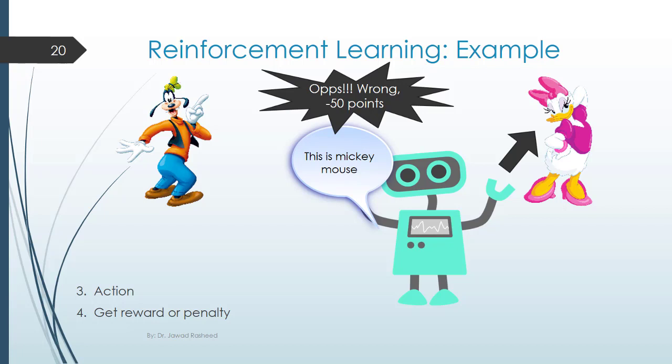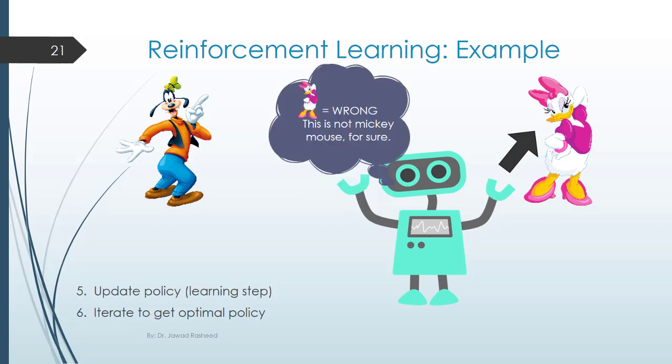So the next is, once it gets a penalty, what is next? As the machine has wrongly identified, it's time to update its policy. So it knows that, oh, I made a mistake, so I have to update the policy. The process of judging and updating will continue till the model gets an optimal policy. Optimal policy is where the accuracy is the maximum. So for the next time, the model will know that a duck is not a Mickey Mouse.